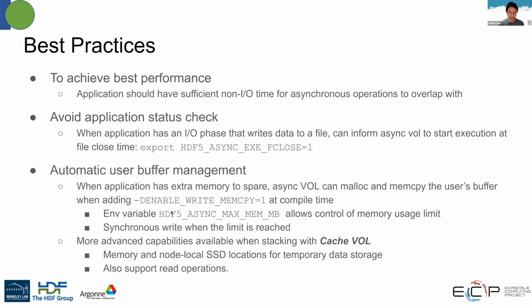There are some additional options to specify how much additional memory the async VOL can use to malloc. When that limit is reached, the async VOL will automatically enter synchronous mode and perform the write before that memory is freed. There are also more advanced capabilities available when stacking async VOL with cache VOL. Cache VOL can enable a memory cache as well as a node-local SSD cache. Those are more advanced features, and you can expect more from the next talk.